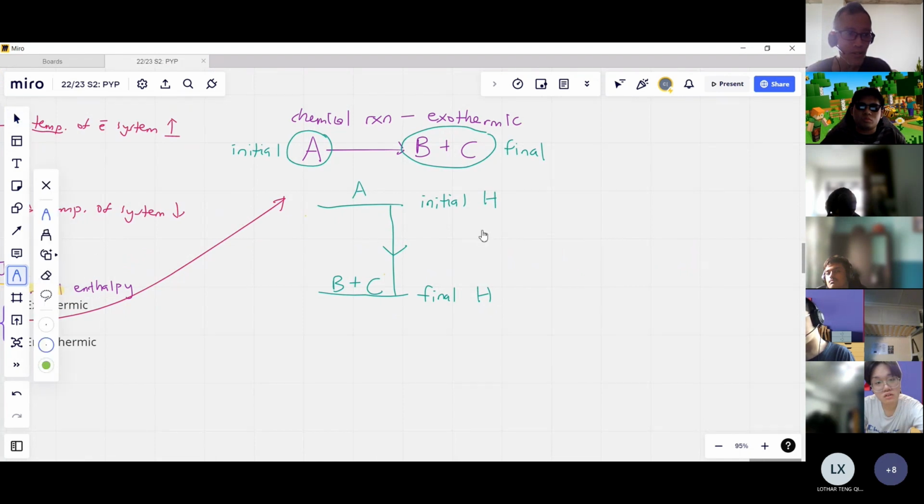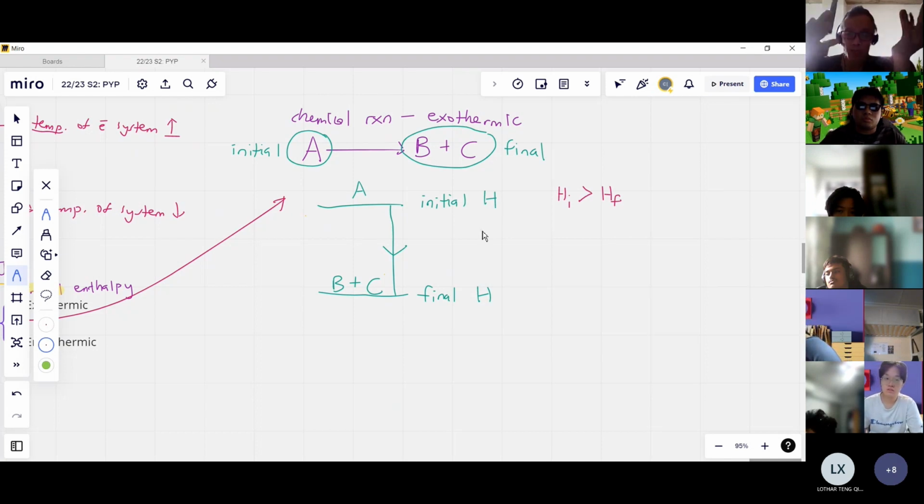The implication is this. It means my initial, or let me use short form, HI, initial enthalpy is greater than final enthalpy. Okay? Because it's higher, that's how by convention, when it's higher, we draw it higher up. So of course you have to follow this convention. But what else can you tell me about this enthalpy diagram?